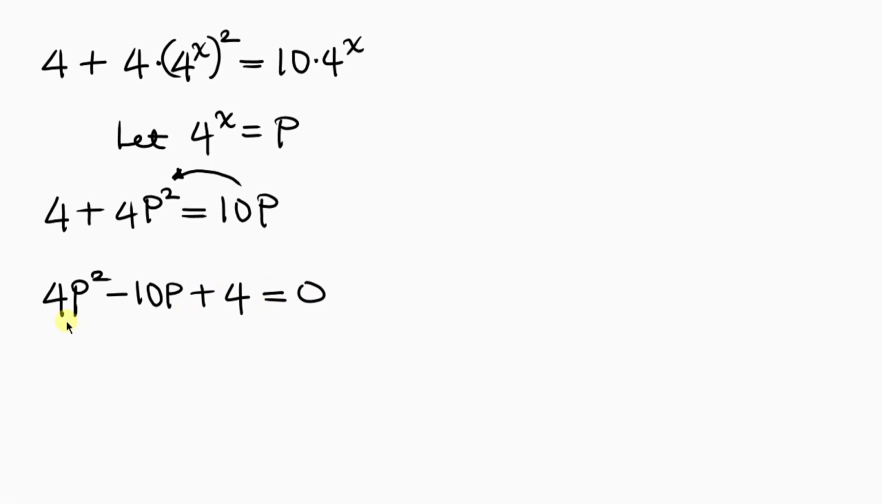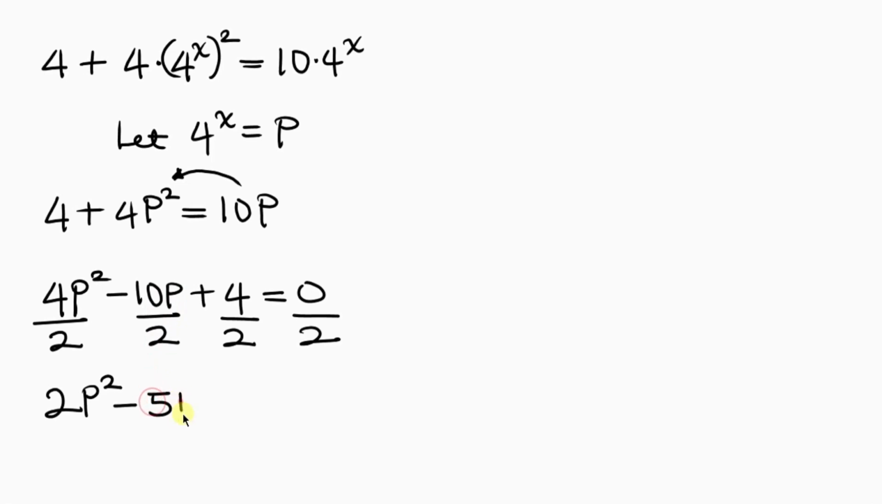Now we need to reduce this equation by dividing through by 2. So we divide by 2, divide by 2, divide by 2, and divide by 2. So 4 divided by 2, we have 2p squared, minus 10p divided by 2, we have 5p, plus 4 divided by 2 is 2, equal to 0 divided by 2 is 0. Fortunately, this equation can be factorized.